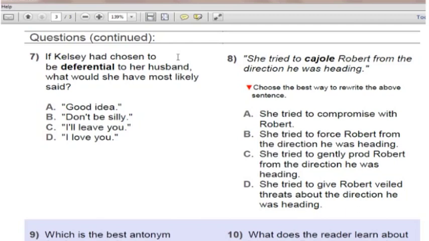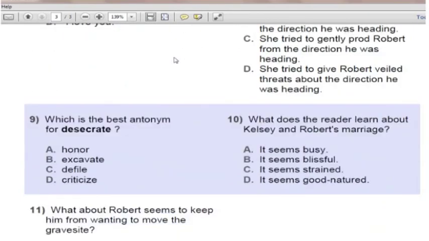Question 8 is, she tried to cajole Robert from the direction he was heading. A. She tried to compromise with Robert. B. She tried to force Robert from the direction he was heading. C. She tried to gently probe Robert from the direction he was heading. D. She tried to give Robert real threats about the direction he was heading. The right answer is C.